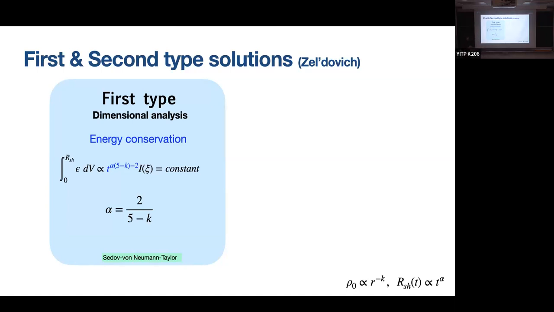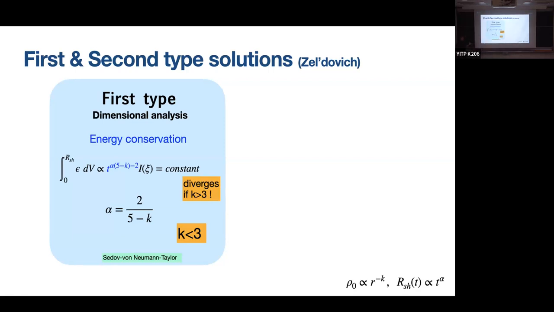However, this is not enough, because in addition to requiring that the energy is constant in time, we also need to require that the energy in the self-similar solution is finite. And it turns out that this integral diverges if k, this exponent of the density profile, is larger than 3. And so first type self-similar solutions only exist for this problem for k smaller than 3.